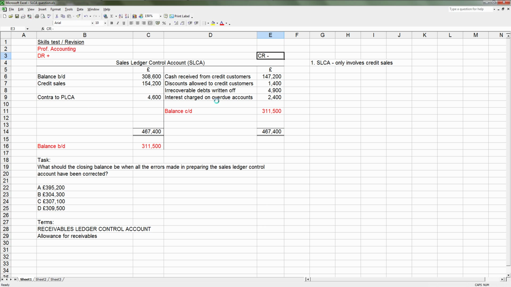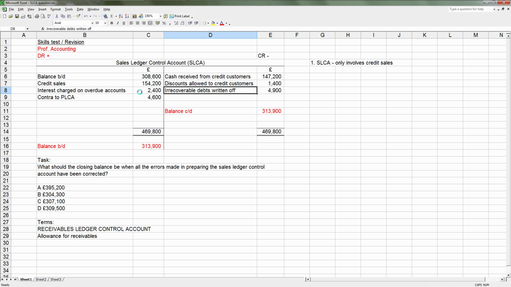So, interest charged on overdue accounts. If we charge interest on a debtor account, as in we expect debtors to pay more money than previously because we're charging them interest, what's going to happen to the debtor account? It's going to increase. So this value will need to go over to the debit side. That's an error we need to remedy. Anything else that needs to be moved over? Well, yes, there's one more value from looking at this.